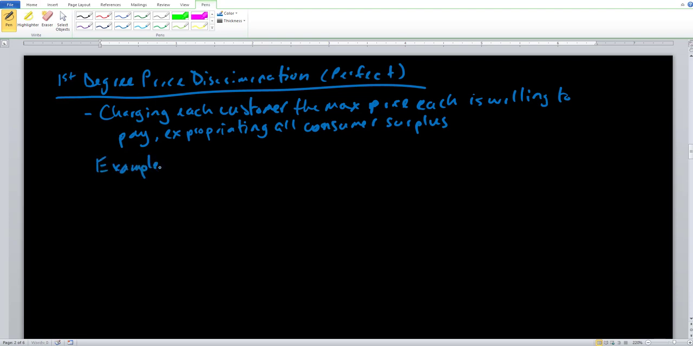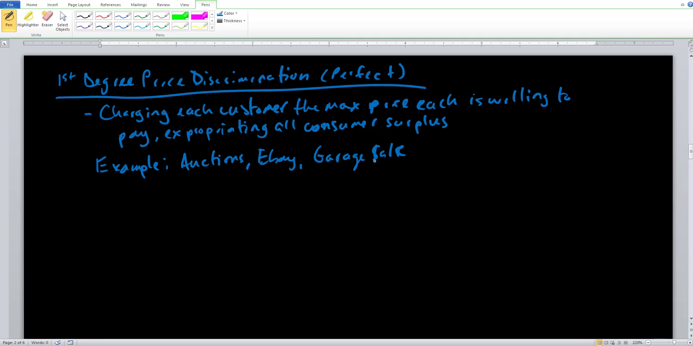So what type of scenarios would we see this first degree price discrimination in application? The best example of first degree price discrimination that we do have is auctions. So auctions, we can say eBay in this case, maybe some type of garage sales or flea markets. So it all falls along the lines of first degree price discrimination. So what exactly do you do in an auction? You bid up to your maximum willingness to pay.